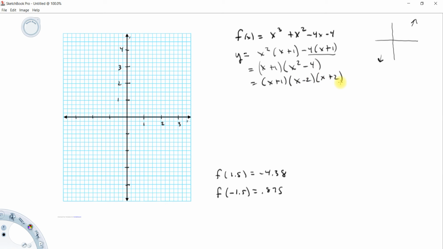Okay, so here are our zeros. X equals minus 1 is a zero. X equals 2 is a zero. X equals negative 2 is also a zero.